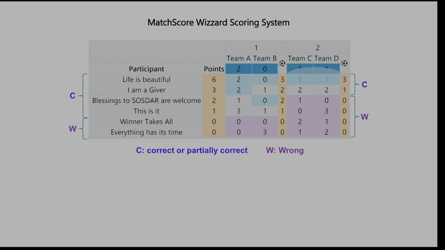MatchScore Wizzard automatically detects recently played matches. Then it evaluates each prediction, assigns points, and adds everything up in real time. No manual scoring. No arguments. At a glance, you can see who's leading, who's still in the race, and who needs a miracle in the next match. This visual clarity is what makes MatchScore Wizzard perfect for friendly contests, transparent, fair, and easy to follow for everyone involved.